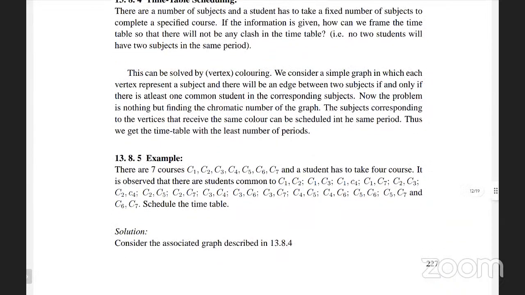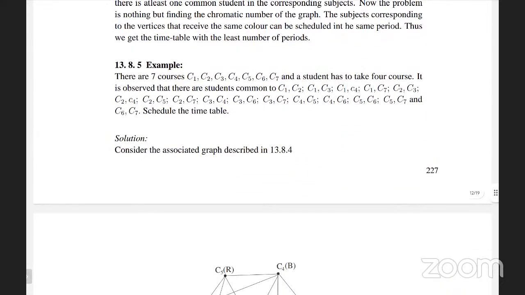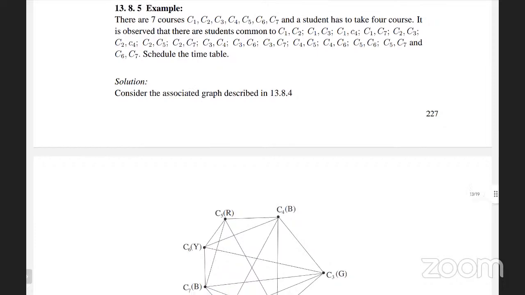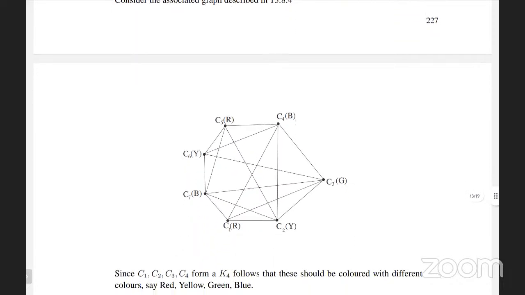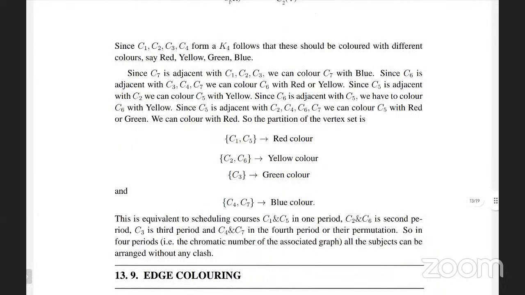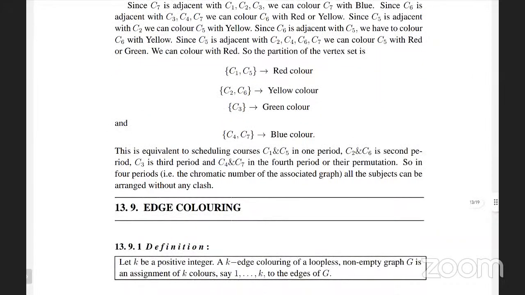For example, we have 7 courses. I am taking 7 students who are offering 4 courses. So that is observed: the student is common to everyone. The scheduling will go for this kind of graph, and this is the explanation. It is 4 groups: a red color is 1 group, then a yellow group, and green and blue colors. These are the groups that will be made.